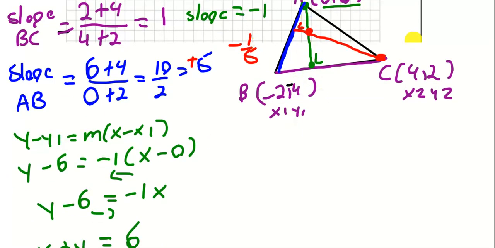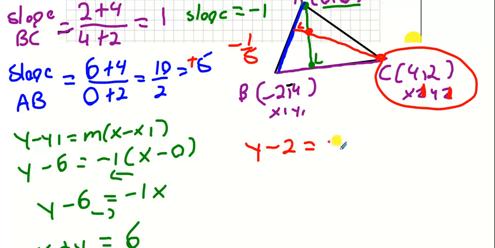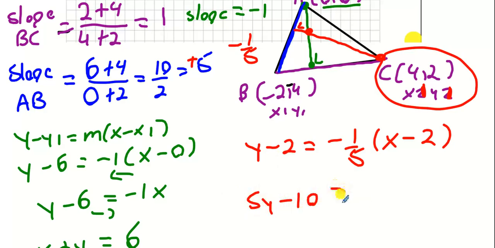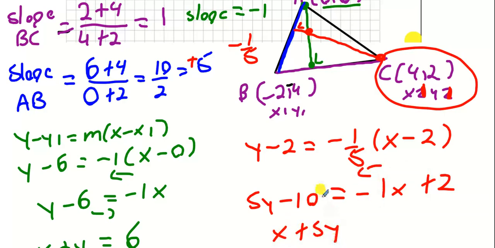Now we're going for the equation of the red line. The red line has a slope of minus 1/5, and it goes through the point C. So C will be your x1 and y1. So it's going to be y minus 2 equals minus 1/5 into x minus 4. Multiply up the fifth, we get 5y minus 10 equals minus 1x plus 4. Bring the x to the left, and we get x plus 5y. Bring the 10 to the right, and that equals 14.